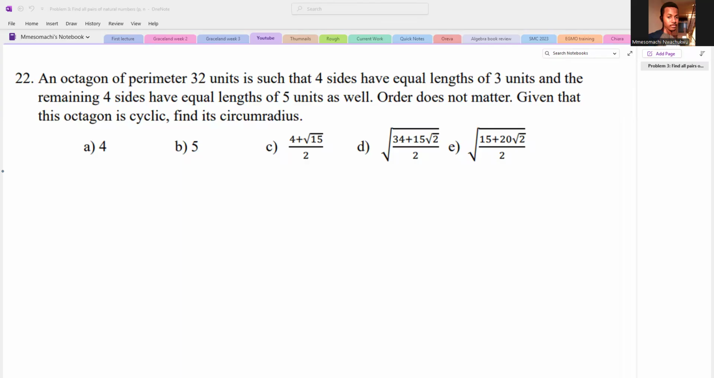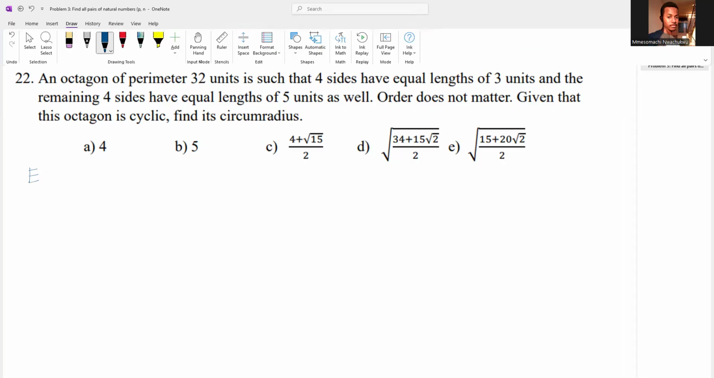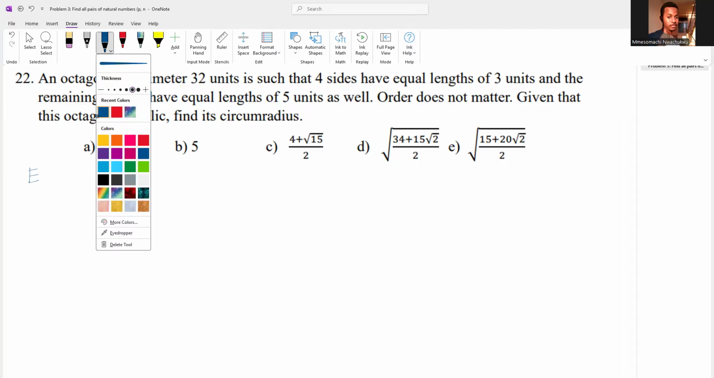Okay, so order does not matter. This is an interesting concept. So how can we attack this problem? Something that's important to note is the extended law of sines. So I'm going to write that. Let me increase the thickness of my pen. So, the extended law of sines.